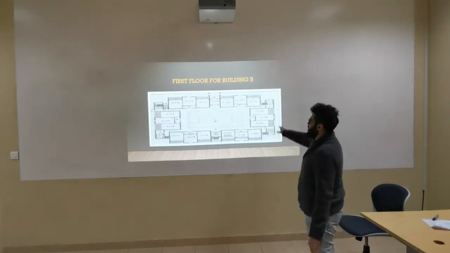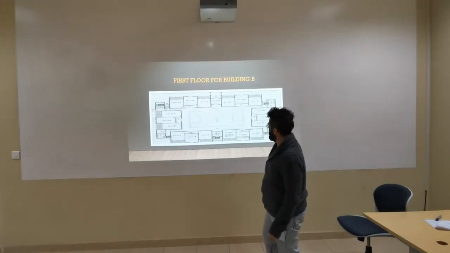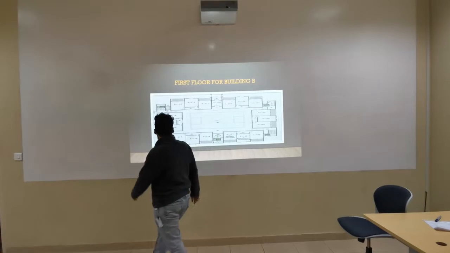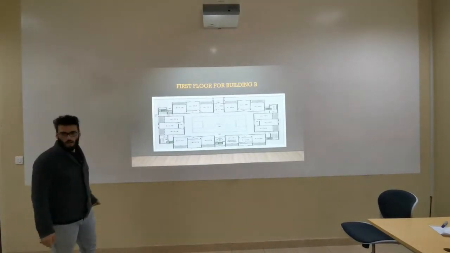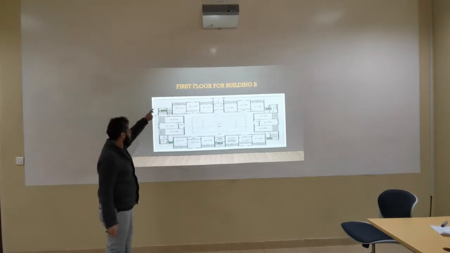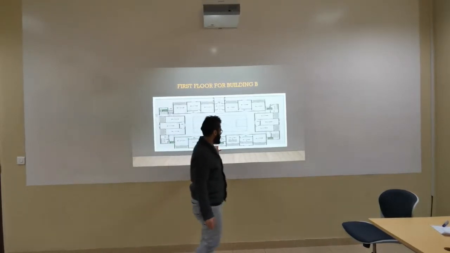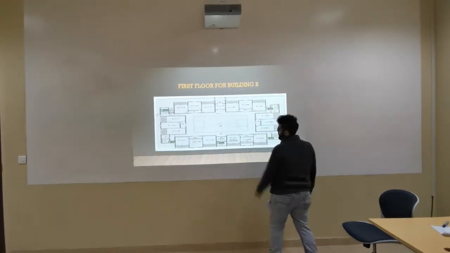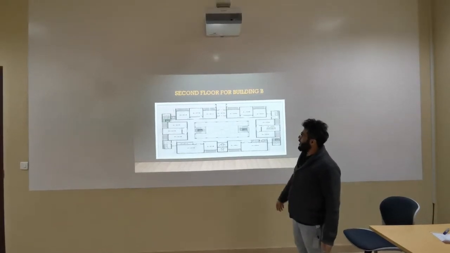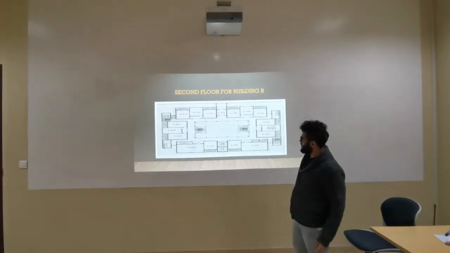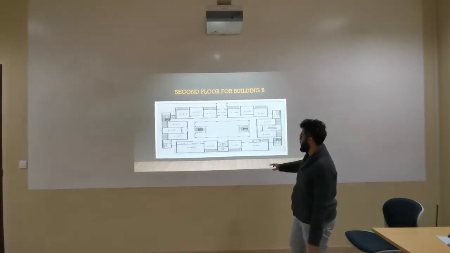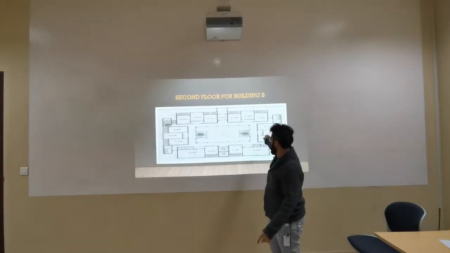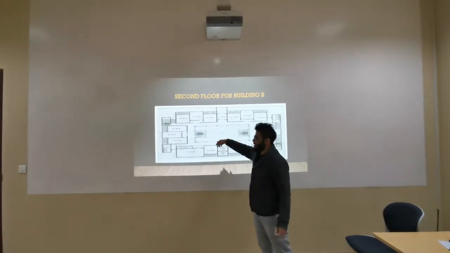As you can see, this is the first floor of Building B. There are five emergency exits here and here and here and here and here. And this is the second floor of Building B, and there are four emergency exits in the corners, as you can see, and in the middle, here and here in the stairs.